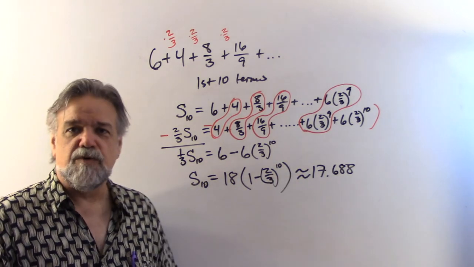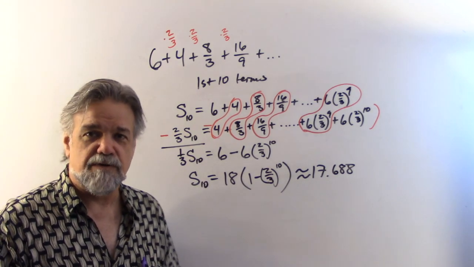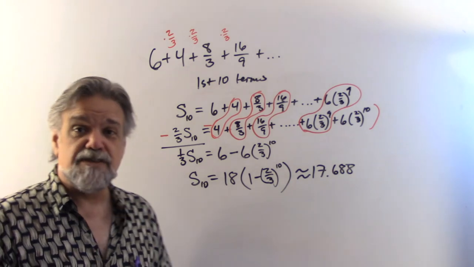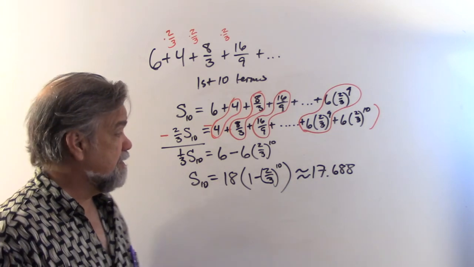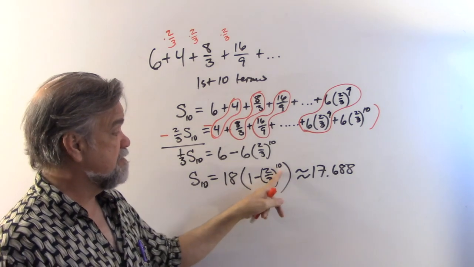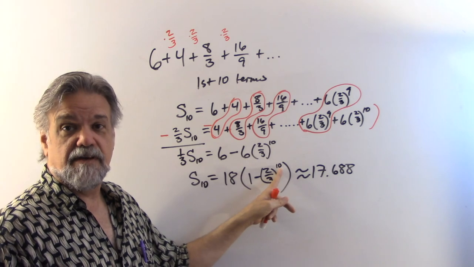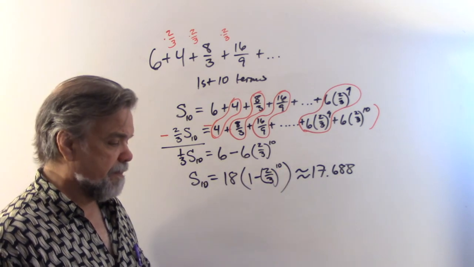Well, I believe this is a little more elegant than just adding up 10 numbers and cranking it out that way, especially because if you think about it, I could find the sum of the first 20 terms just as easily. All I would have to do is just change this exponent to a 20 instead of a 10, and it's going to find me that sum. So actually, this is a much better way to do it.